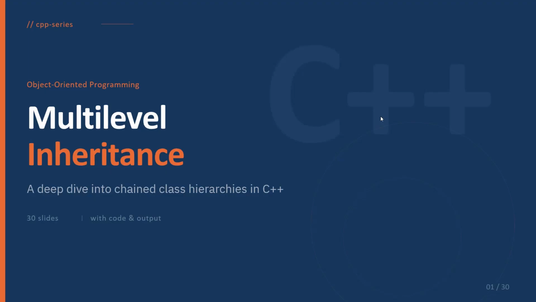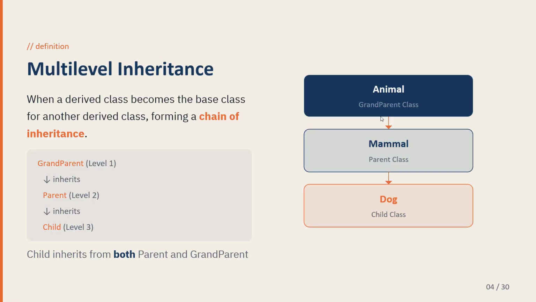Next comes multi-level inheritance. Here, a derived class itself becomes a base class for another class. Consider the following chain: animal, mammal, and dog. Animal is the first level, mammal inherits from animal, so mammal is the second level, and dog inherits from mammal, making the dog the third level. Therefore, a dog object can access members from both mammal and animal in addition to its own members.